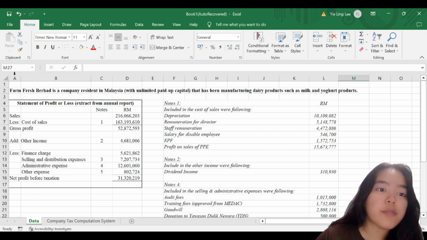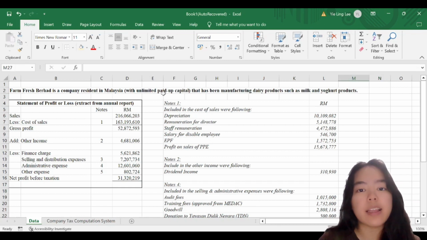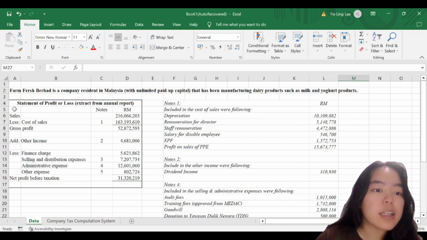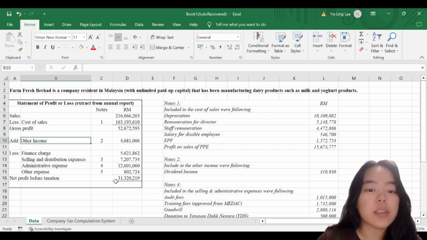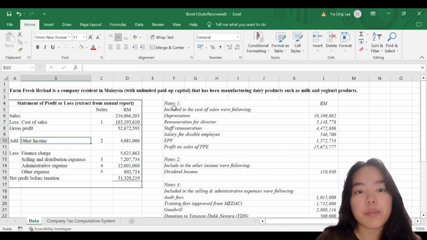So I have chosen Farm Fresh Berhad as my company as they are resident in Malaysia and they have been manufacturing dairy products such as milk and water products in Malaysia for quite a long time. Here is the statement of profit or loss which I extracted from the annual report. Basically, it is sales, cost of sales, gross profit, other income, and other expenses. And net profit before taxation is important for later tax computation. Here are some notes that I have taken and created to make sure the tax computation is more complete.